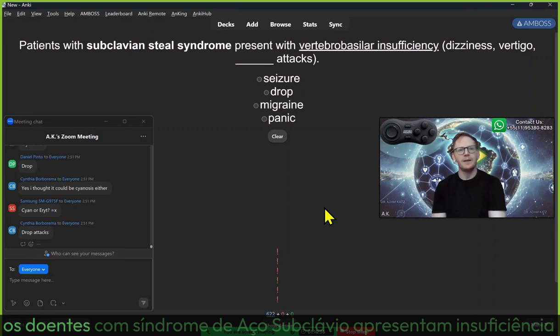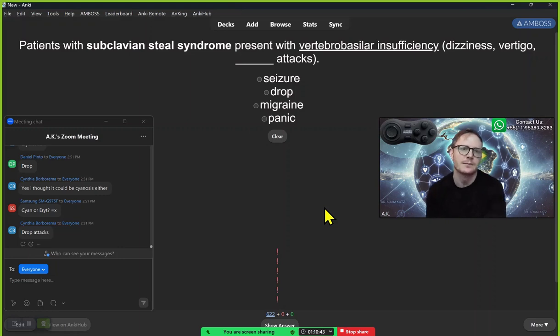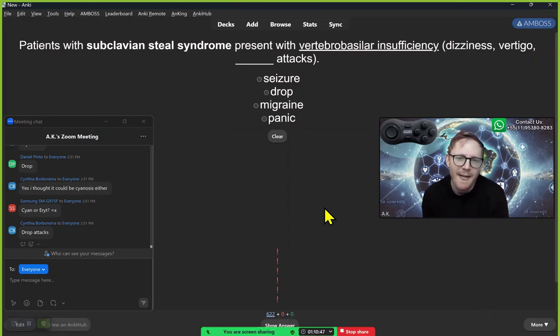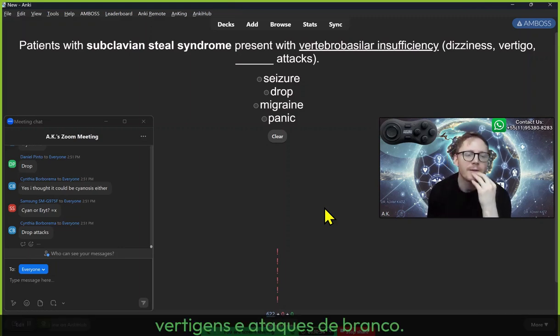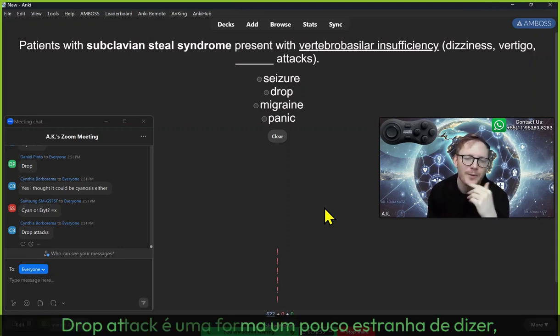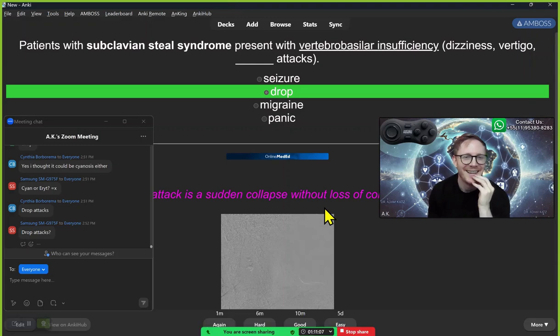Patients with subclavian steal syndrome present with vertebrobasilar insufficiency, dizziness, vertigo, and blank attacks. So what did we say? Dizziness, vertigo, and blank attacks. Drop attacks? Yeah, we can try. Drop attacks is kind of a weird way of saying it. Let's try drop. Yeah, okay, so it's drop.